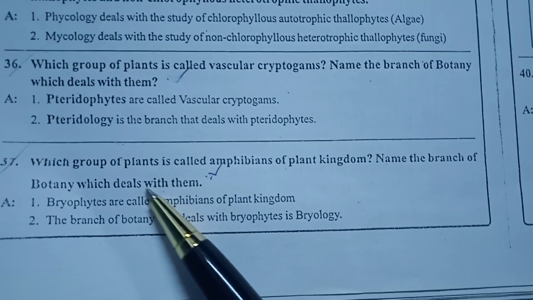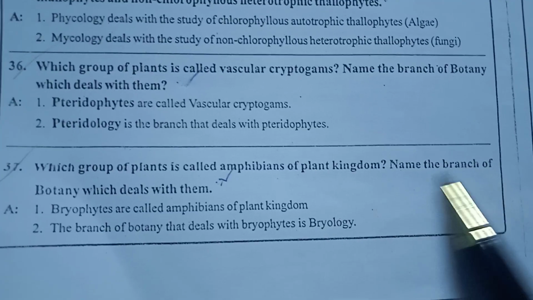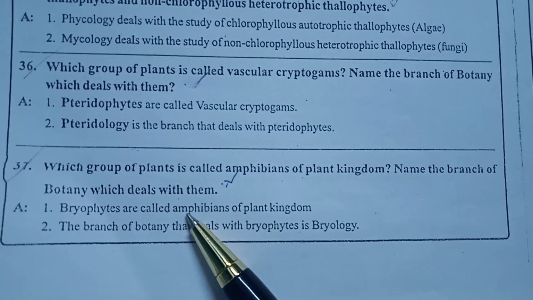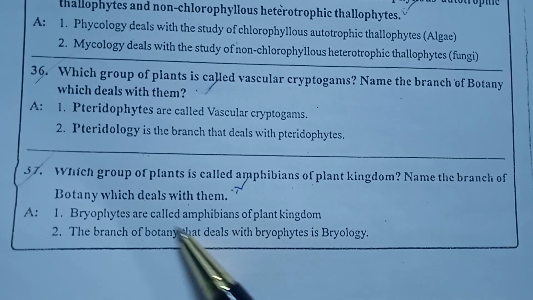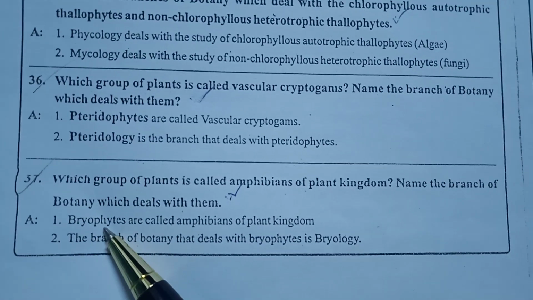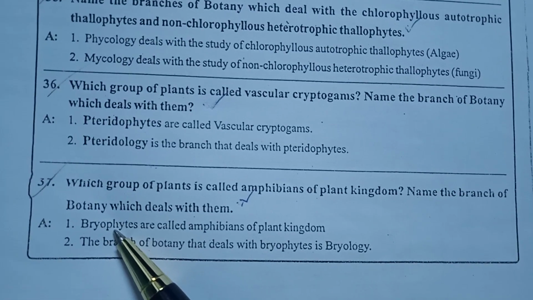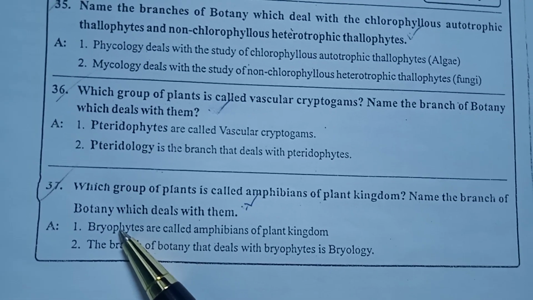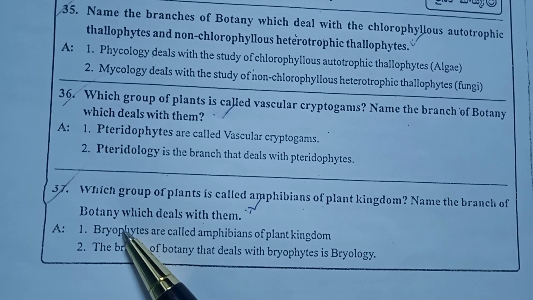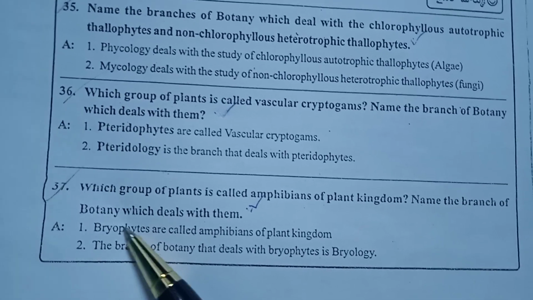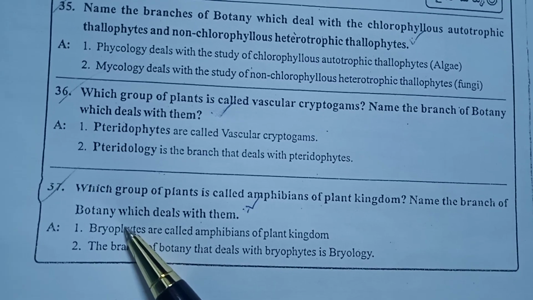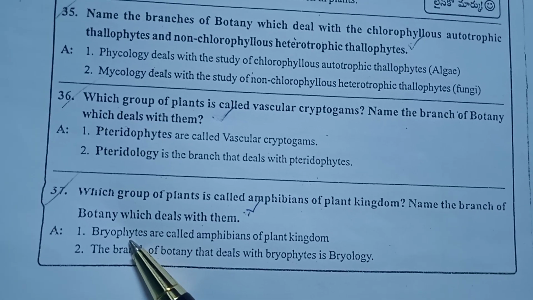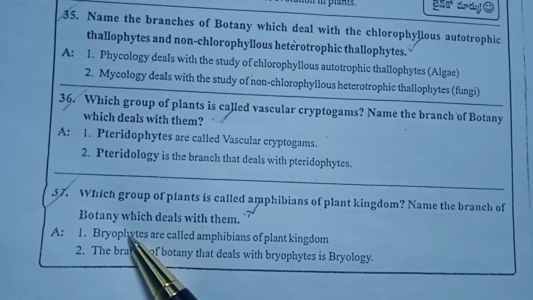Which group of plants is called amphibians of plant kingdom? Name the branch of botany which deals with them. Bryophytes are called amphibians of plant kingdom. Bryophytes have no roots or vascular tissues. They are also called non-vascular plants because they have no vascular tissues.